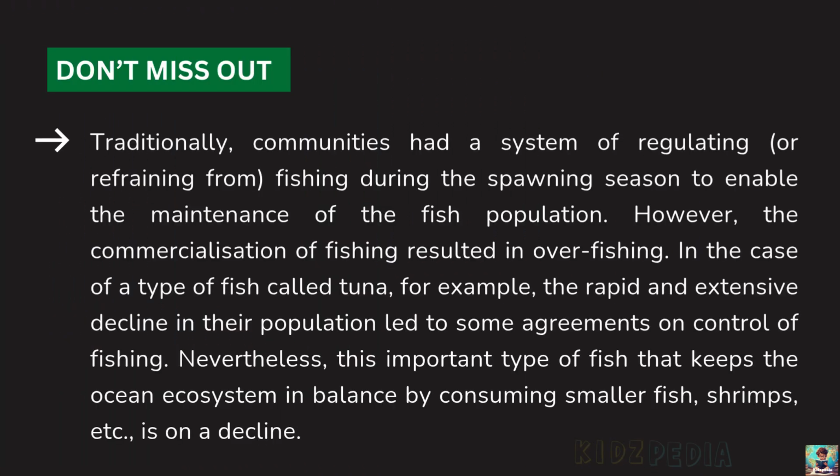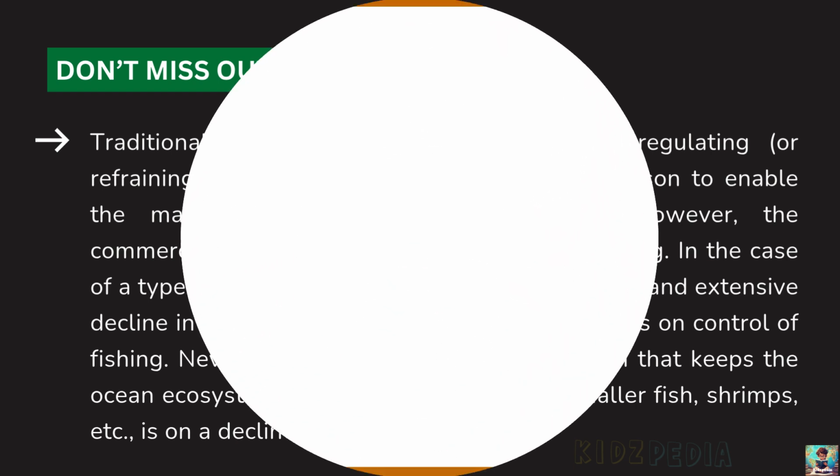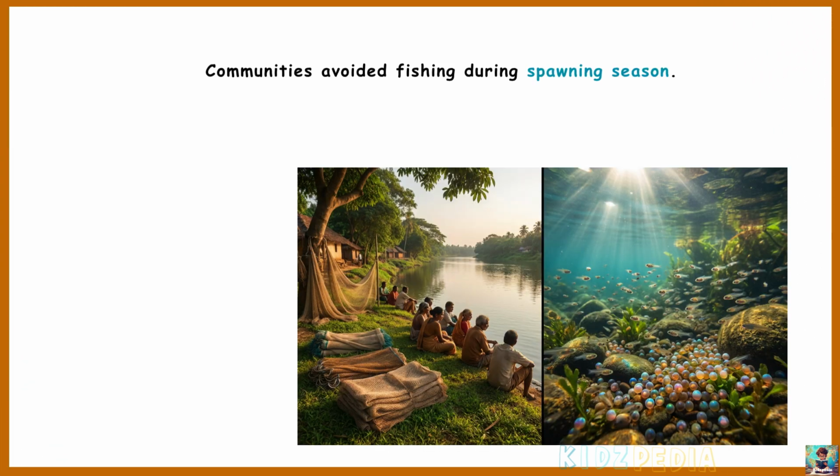Traditionally, communities had a system of regulating or refraining from fishing during the spawning season to enable the maintenance of the fish population. However, the commercialization of fishing resulted in overfishing. In the case of a type of fish called tuna, for example, the rapid and extensive decline in their population led to some agreements on control of fishing. Nevertheless, this important type of fish that keeps the ocean ecosystem in balance by consuming smaller fish, shrimps, etc. is on a decline. So earlier, communities followed traditional rules to protect nature. They avoided fishing during the spawning season. Spawning means time when fish lay eggs.